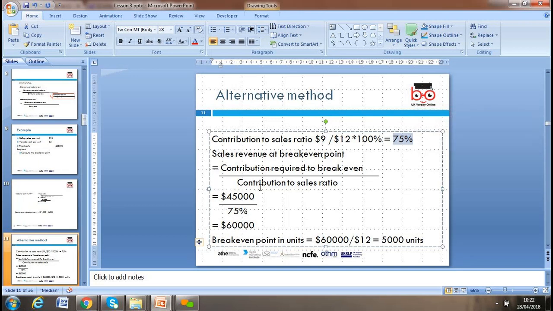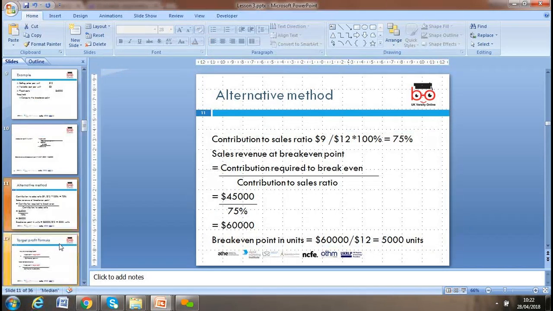If I know my break-even point and my fixed cost, I can divide by my contribution ratio and calculate our sales revenue at break even. Then we can divide 60,000 by our revenue per unit, which is sales per unit, so we get break even again. It's the same thing, but the other way around, an alternative method of calculating break even point.